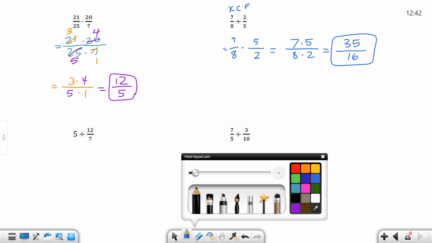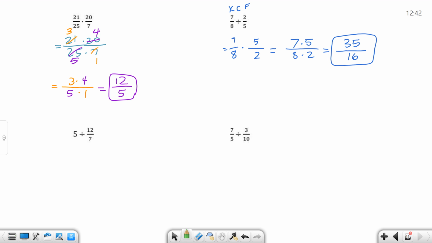So what about 5 divided by 12 sevenths? Again, we have a whole number divided by a fraction, but anytime you have a fraction involved and you divide, I'm going to rewrite this and say, hey, this is over 1, right? I'm going to remind myself that's over 1. So it's going to be 5 over 1. I would never answer that, but I think about it that way here.